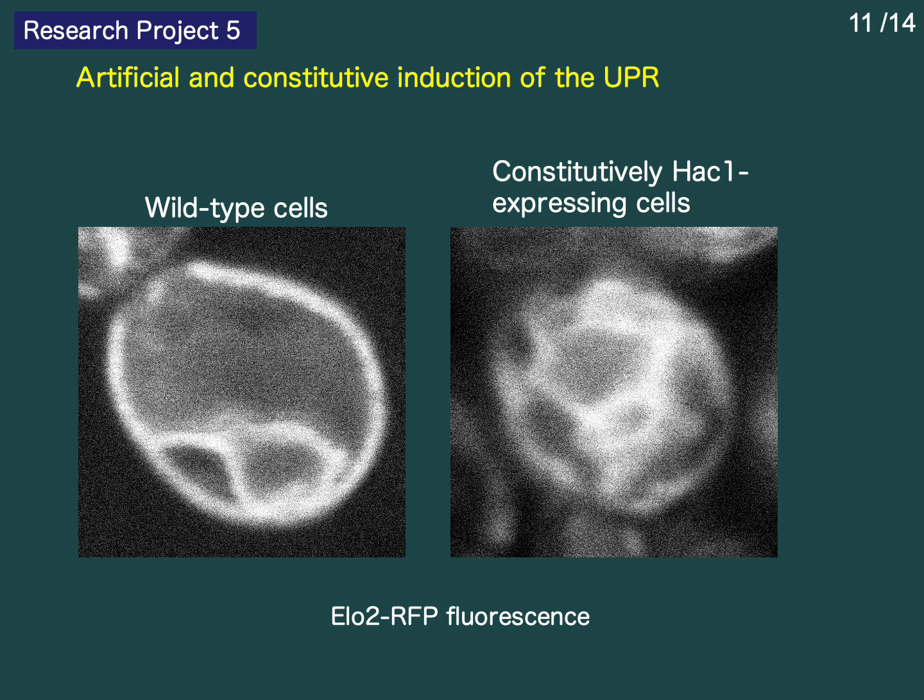In this slide, cells were cultured under non-stress conditions, and the ER was observed by an ER-located fluorescent protein. As shown in the left panel, in wild-type cells, the ER appeared as double rings of the peripheral ER and nuclear envelope. In contrast, as shown in the right panel, in cells artificially expressing HAC1 using a constitutive gene expression promoter, namely, in constitutively HAC1 expressing cells, the ER was expanded and spread throughout the entire cells.